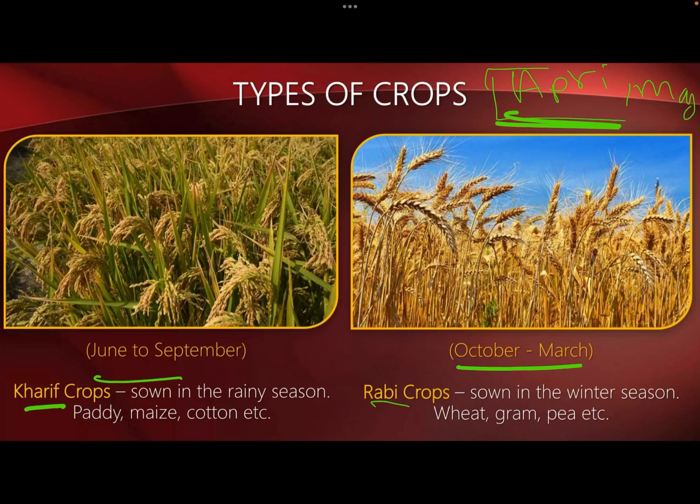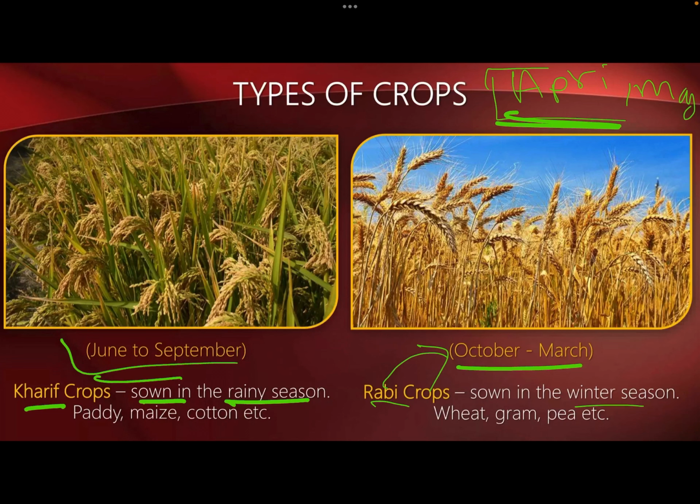Kharif crops are grown from June to September, and these are the type of crops which require snowy or rainy season. And then we have rabi crops which are grown from October to March. These require winter season and don't require that much amount of rain or not that much amount of moisture.